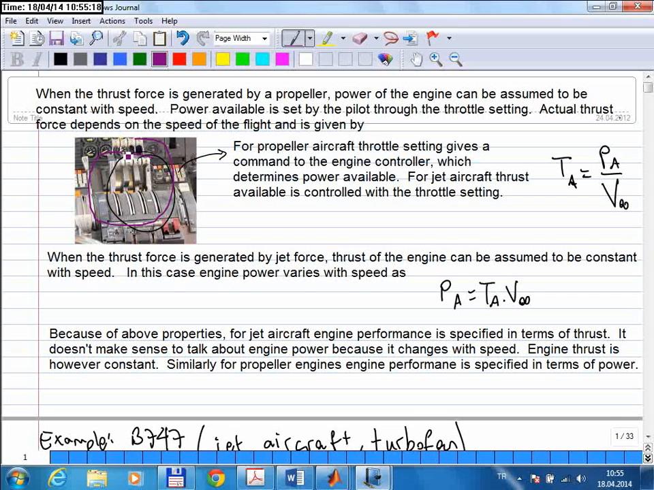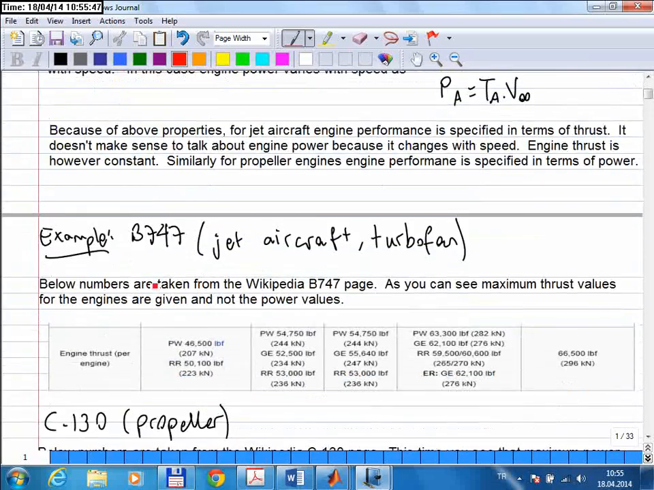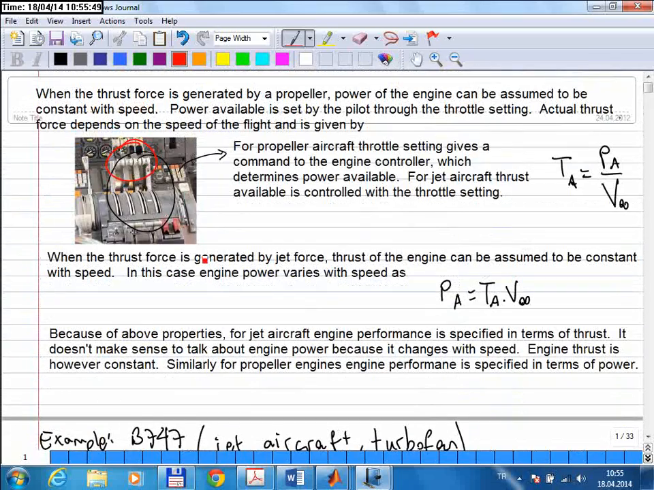So when the pilot changes that, what that does is, so let me use a different color. As the pilot changes the position of those throttle levers, the engine thrust changes. Okay, so the Boeing 747 aircraft uses turbofan engines, and for turbofan engines, we approximate as a purely jet engine, and it adjusts the thrust output.